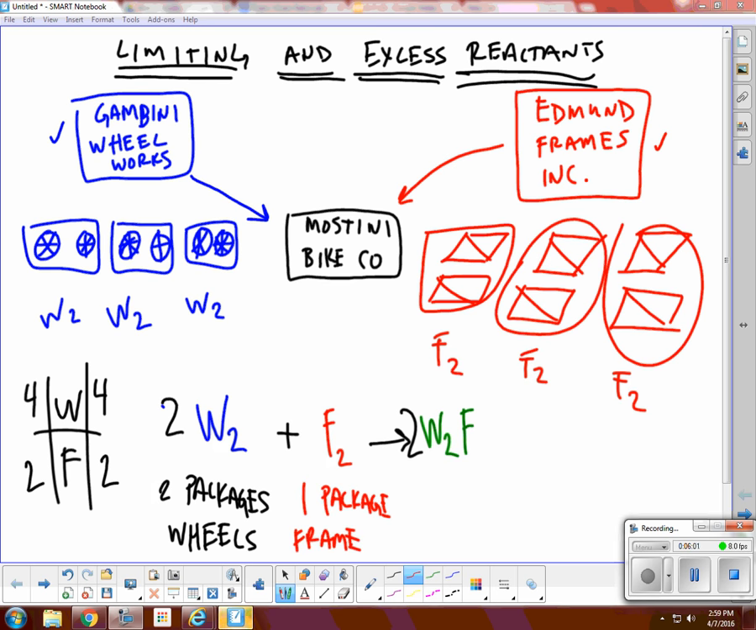And if we can take 2 packages of wheels and 1 package of frames, we make 2 bikes. So 2 packages of wheels plus 1 package of frames means that the Mostini Bike Company can make 2 bikes.